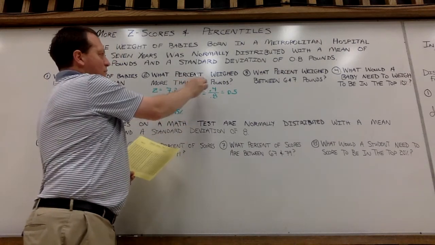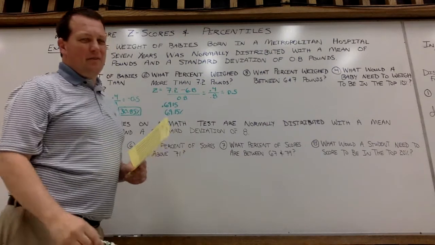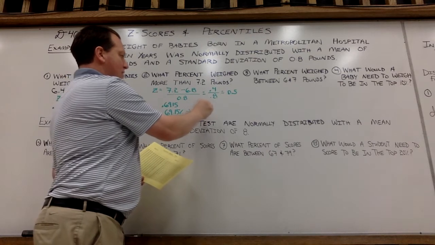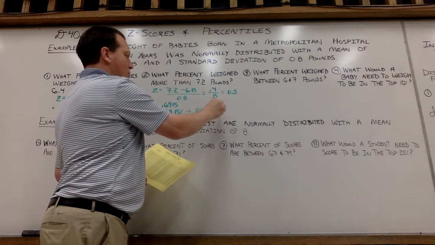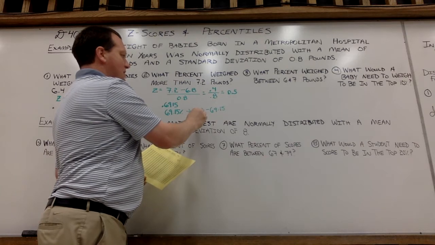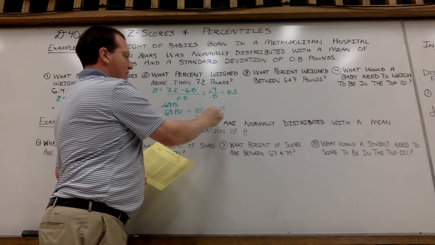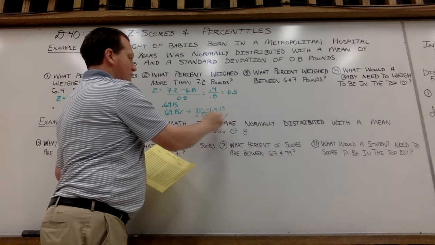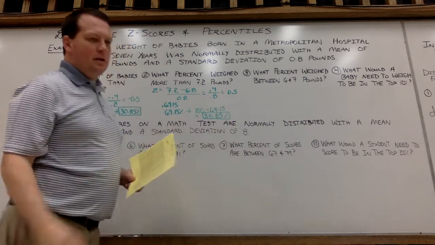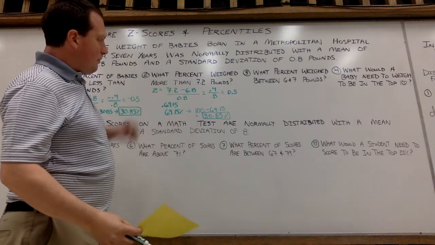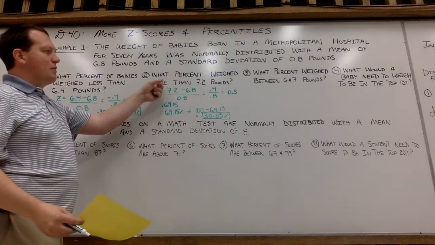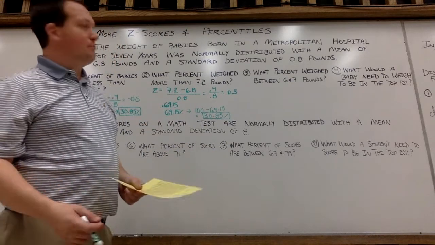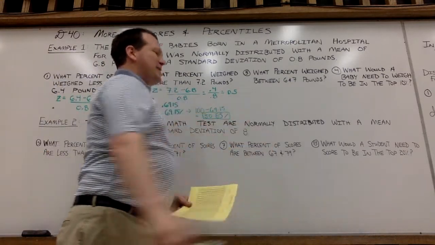But I'm asked here what percent weighed more or above 7.2. So in this case, I'm going to have to go 100 minus 69.15 and get 30.85. Good stuff. So that's the key there. To find the percent that is more than a given value, I'm going to have to take 100 minus the percent below.